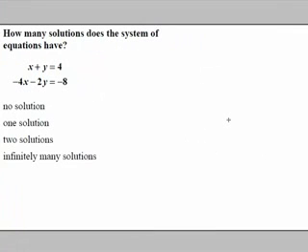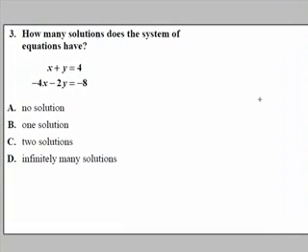Question number 3. So now this one is asking for the number of solutions. How many solutions does the system have? Now I like the way Dr. Berger does it on the videos. He put both equations into slope-intercept form, and when the equations are written in that form, it's quite obvious to figure out how many solutions you're going to have.